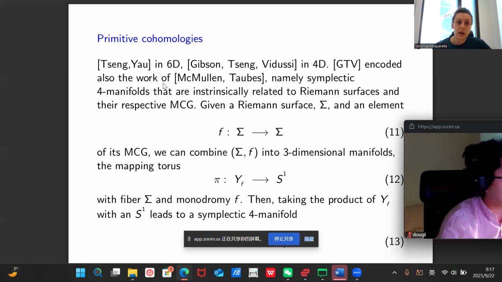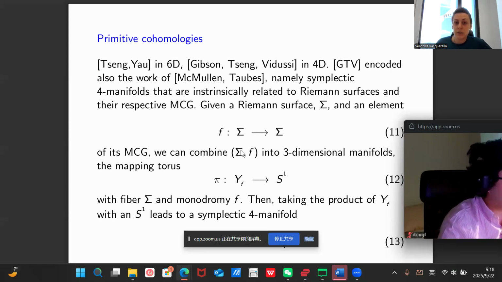From 2009, the pioneering work by Tseng and Yao, who did it in 6 dimensions, but then this was extended also to 4D by Gibson, Tseng, and Vidussi. They analyzed this especially in the context of follow-up work by McMullen and Taubes, who looked at 4-dimensional manifolds. Now we'll explain very briefly how these arise, because essentially you start from a Riemann surface, sigma, and you take an element of the automorphisms of this Riemann surface, so f from sigma to sigma, which is an element of the mapping class group of the surface.